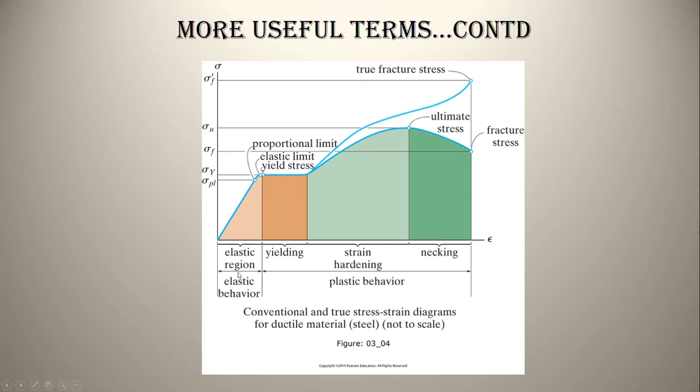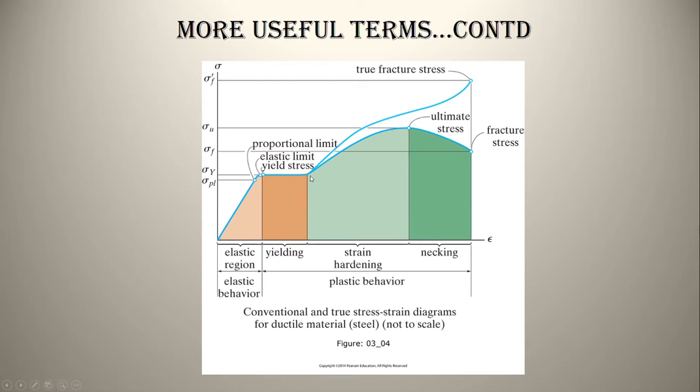For example, elastic region. What is elastic region? Elastic region is below the yield stress, because below that point you can come back to zero strain. Beyond that is plastic region. So elastic region, plastic region, yielding. I explained to you that yielding occurs once you reach the yield stress. Beyond that, without increasing any stress, the material just yields.